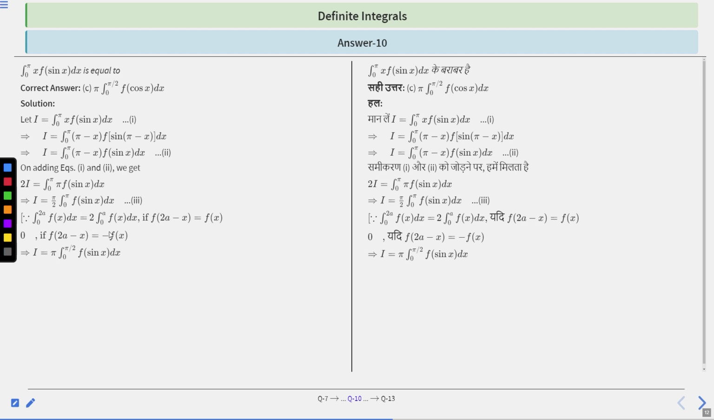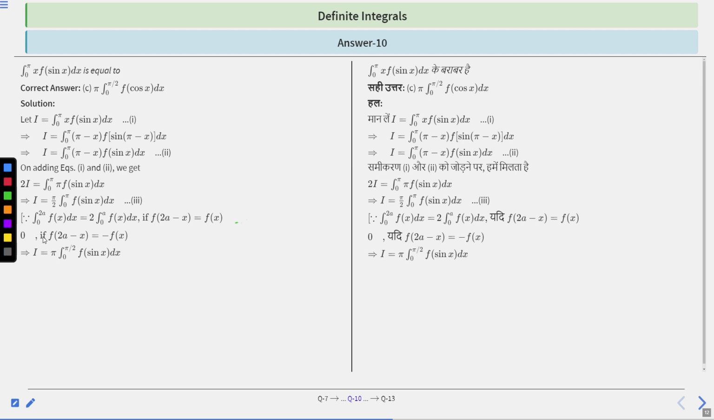Since we know that integration of 0 to 2a f(x) dx is basically 2 times integration of 0 to a f(x) dx if f(2a minus x) is equal to f(x), and is equal to 0 if f(2a minus x) is equal to minus f(x). This first case is for the even-type function, and this second case is for the odd-type function. Clear? So here, sin of pi minus x is basically sin x, so the first case applies.